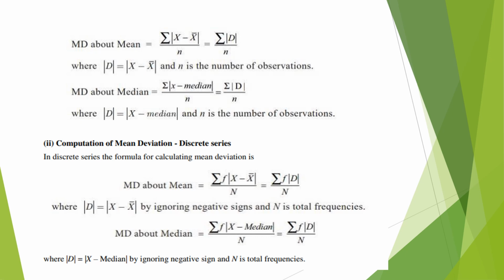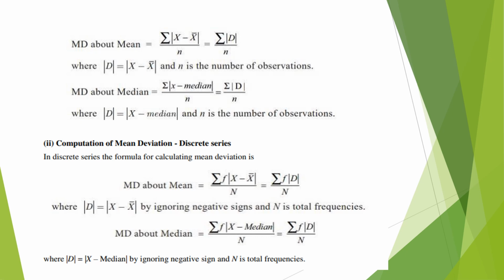Mean deviation about the median is the summation of |x minus median| upon n. That is, summation of d again upon n, where d is x minus median and n is the number of observations.